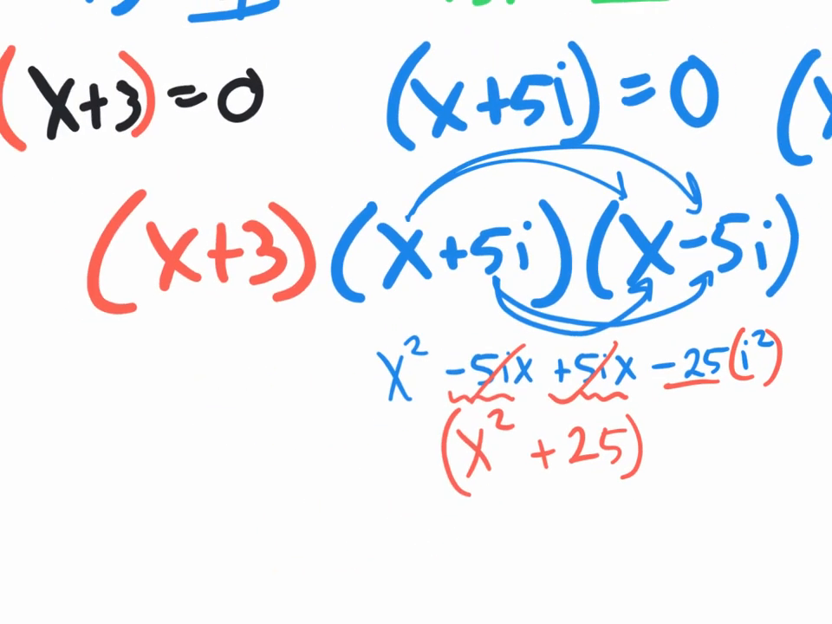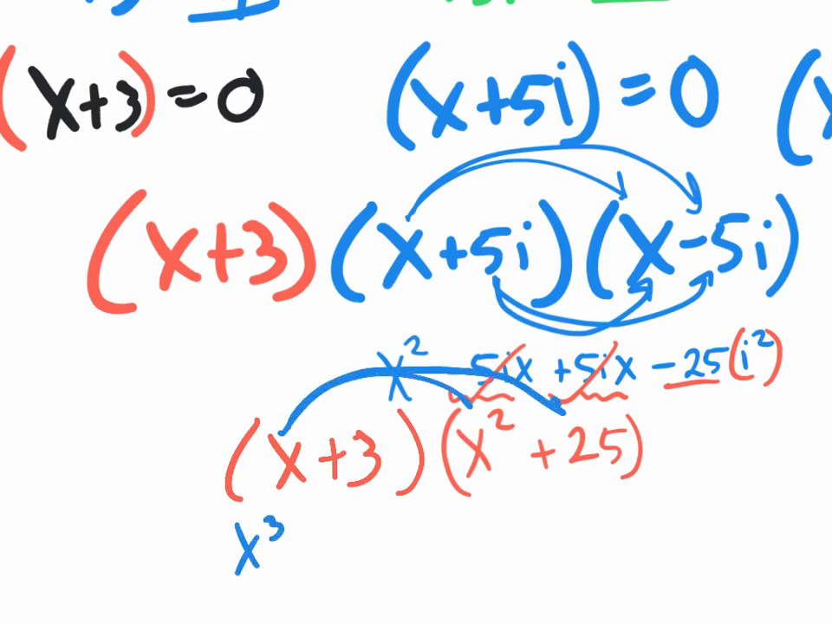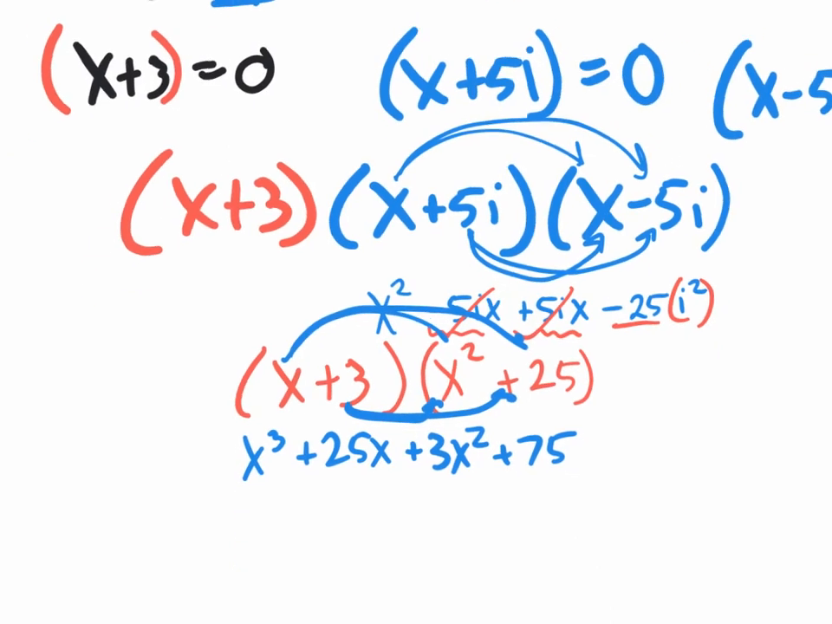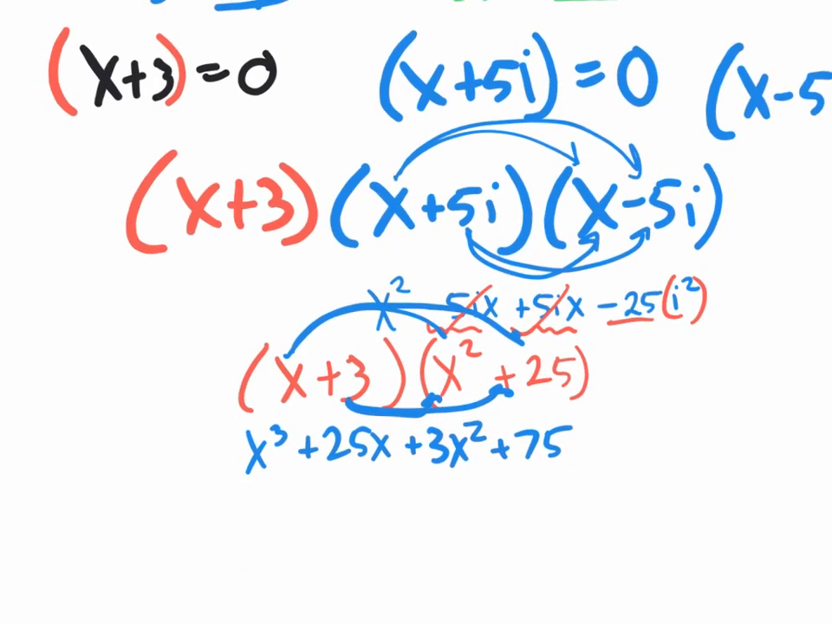Now, of course, we still need to multiply it through with the other binomial that we had over here, the x plus 3. So when we distribute, x times x squared, x to the third. X times 25, 25x. 3 times x squared is positive 3x squared. 3 times 25 is 75. The middle values cannot be combined, but you could at least rearrange them to get them in the best standard form. X to the third plus 3x squared plus 25x plus 75.